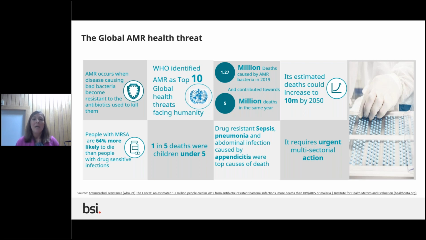There was a report by Lancet that said that in 2019, 1.27 million deaths globally were attributed to AMR and antimicrobial bacteria and the resistance to that key bacteria, and potentially contributed towards as many as 5 million deaths in the same year. So this is growing exponentially year on year and potentially could be as many as 10 million deaths by 2050.